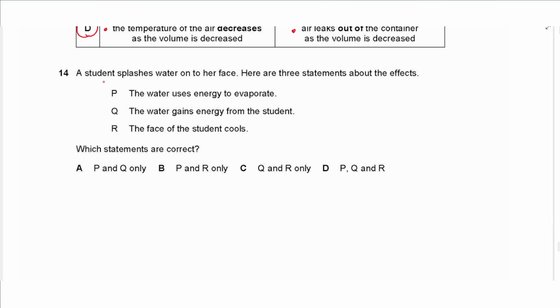Question 14 says a student splashes water onto her face. Here are three statements about the effects. The water uses energy to evaporate. The water gains energy from the student. The face of the student cools. Which statements are correct?